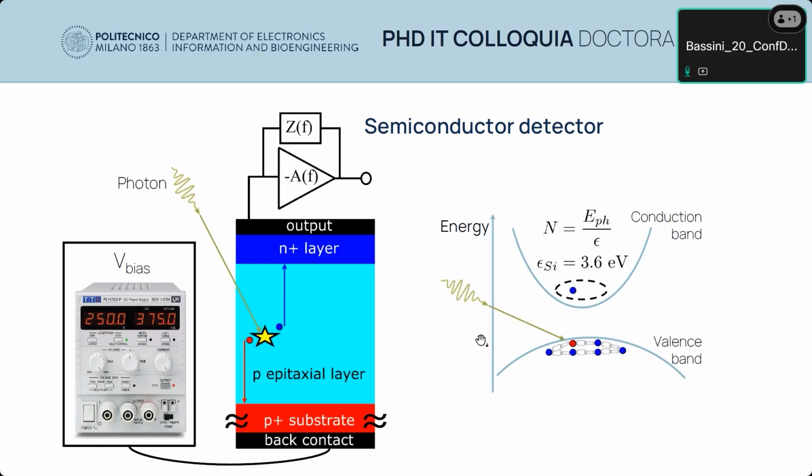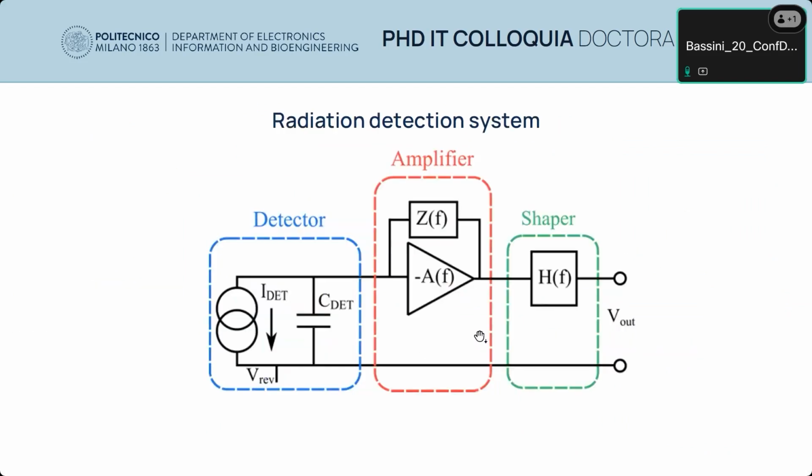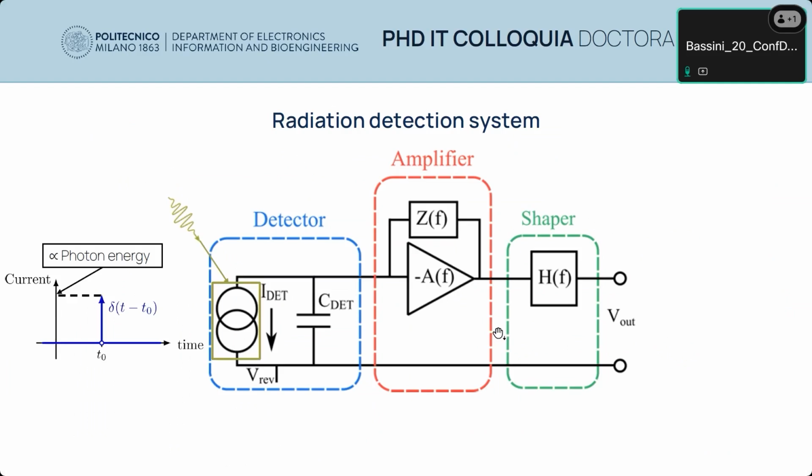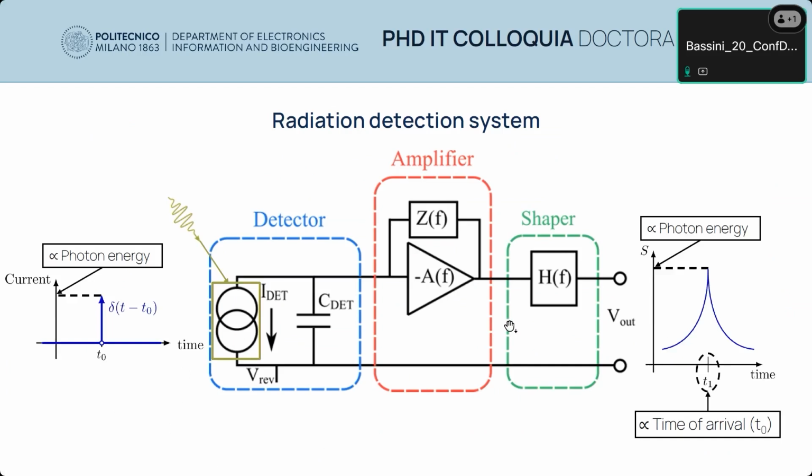When we connect the semiconductor detector to an amplifier and a shaper, we create the radiation detection system. When charge is created in the structure due to a photon, the current peak has the form of a delta function, and then the current spike is amplified by the amplifier. The shaper changes the form of the peak to make it measurable for the processing chain. At the output, we have a peak proportional to the photon energy, and the time of arrival is used in timing applications.